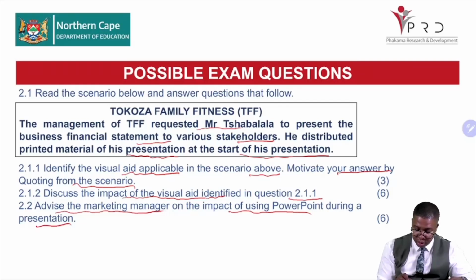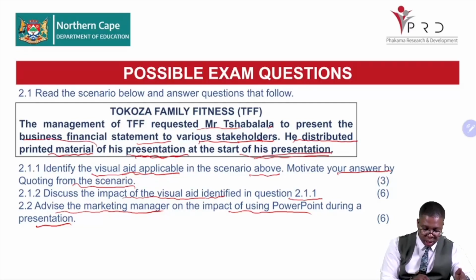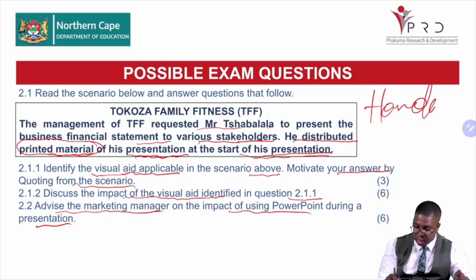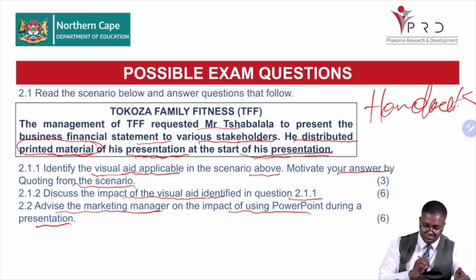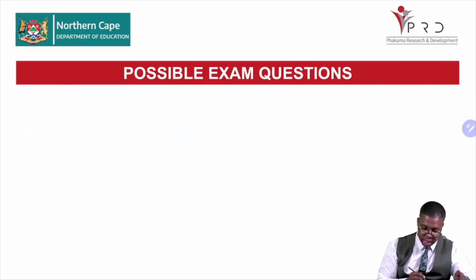So when we are looking into this scenario, which visual aid is applicable there? Mr. Chabalala was asked to present the business financial statements to various stakeholders. We don't have an answer there. But we have an answer immediately. They say he distributed printed material of his presentation at the start. So printed material would then be considered to be handouts. So the visual aid that is applicable is handouts.